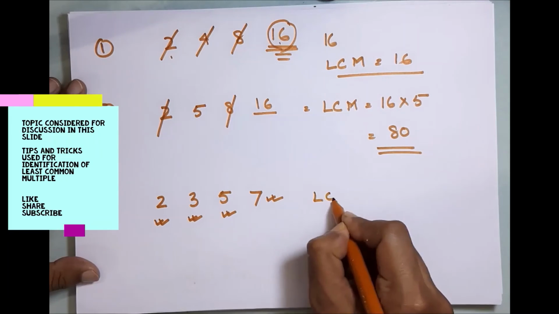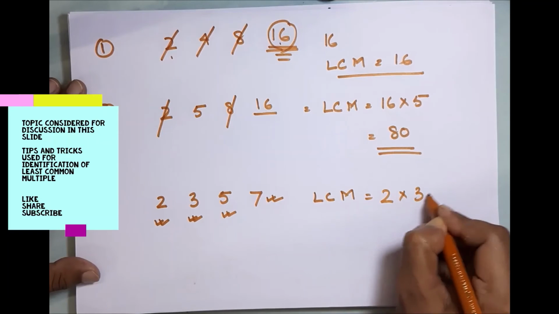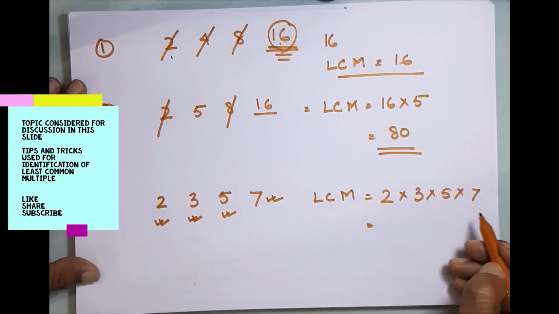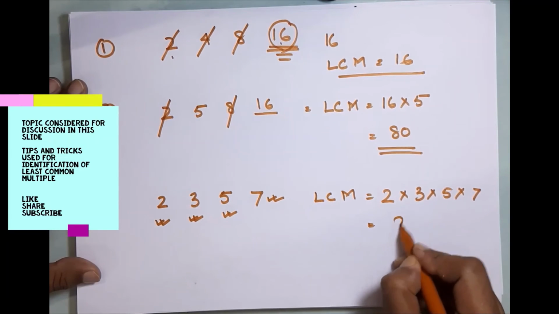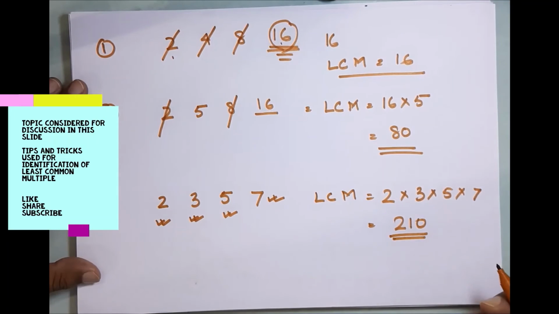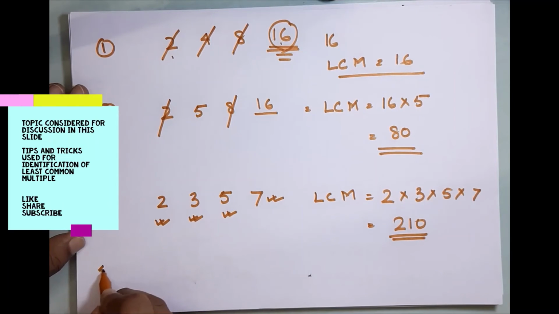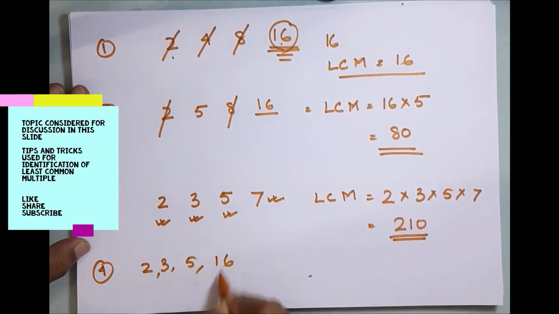So the tip or trick to identify the LCM for all those prime numbers is to simply multiply them. So the LCM of 2, 3, 5, 7 will be 2 multiplied by 3 multiplied by 5 multiplied by 7, and the answer will be 210. 210 will be the LCM. Now let us take another example and see how to solve that using some tricks. Let us take a number series 2, 3, 5 and 16.